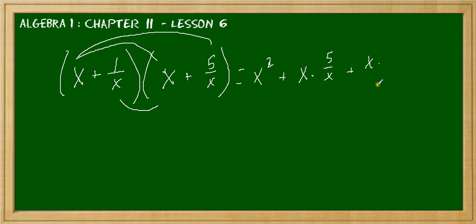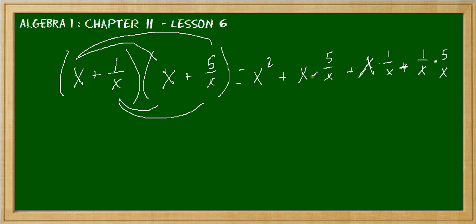I should have written that as just a simple x. But that's all that is, just a big x here. And lastly, we took 1 over x times 5 over x. So you could see that we have some complexity to deal with. This is a plus, plus, plus.